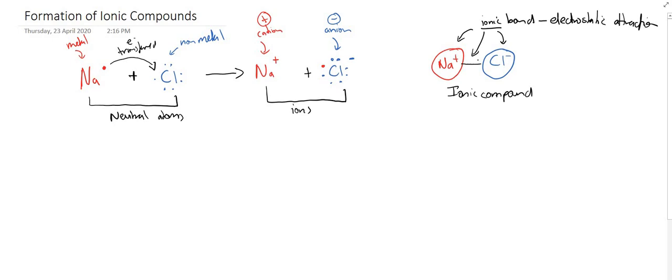It's a compound because it has two or more, in this case two, different elements bonded together. That's what makes it a compound. It's an ionic compound because those things that are bonded are ions. They have charges. So that forms an ionic compound. And in this case, that ionic compound has the formula NaCl. That's what a chemist would write. And this is called sodium chloride.